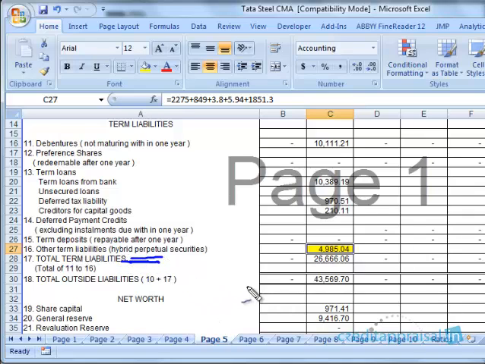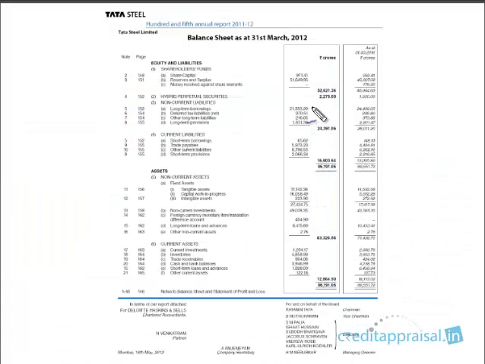The figure is 4985 because in future you're going to get some other entries. This is the summation of all these items. We'll enter the balance items later. The first item is 2275. This is what we entered. This is a hybrid perpetual security. So for this example, I have classified it as a term liability. The next item is 21353.